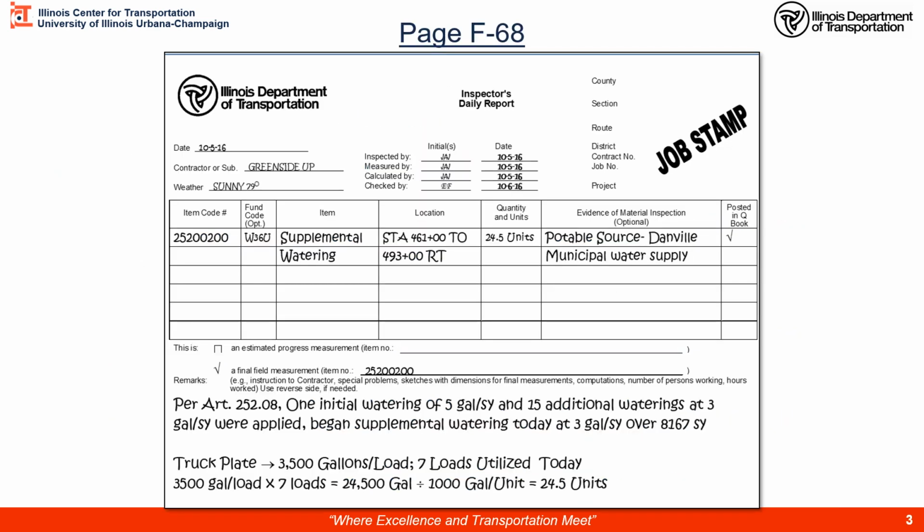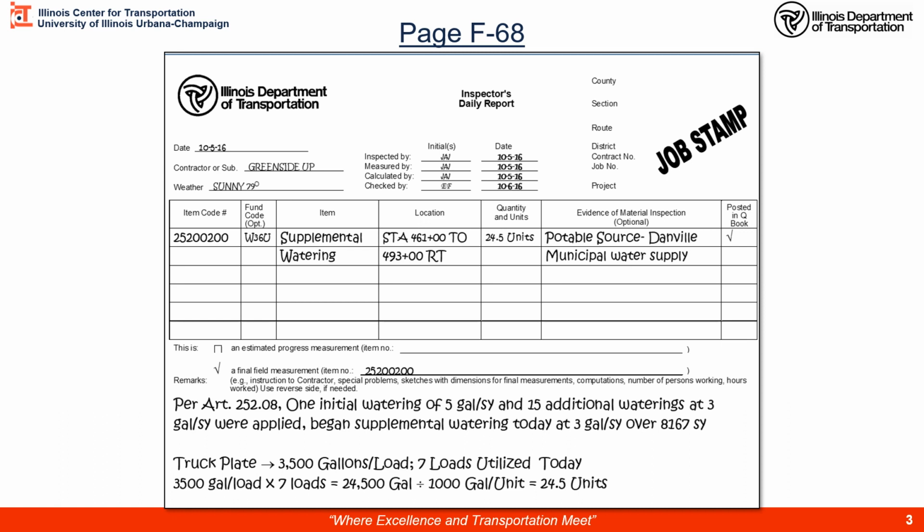Okay, let's go to the documentation guide, page F68. Here we see an example of an IDR on supplemental watering. Of course, we have the typical heading information, who worked on various aspects of this IDR, and we're doing supplemental watering. We got the location recorded. Evidence and material inspection for water is that it must come from a potable water source, in this case the Danville Municipal Water Supply. And this is going to be a final field measurement, so we can check that box, and our item number.